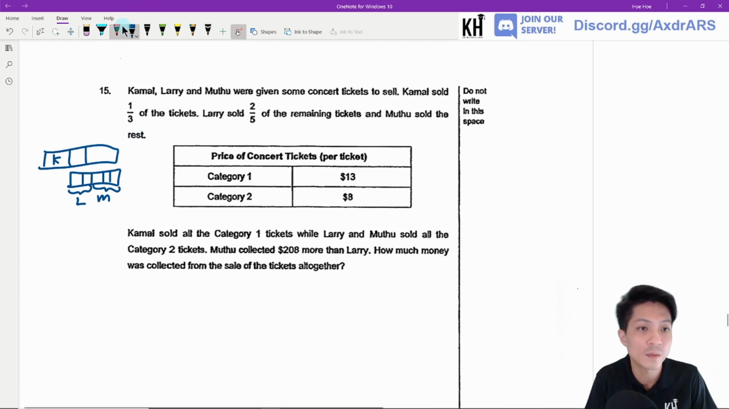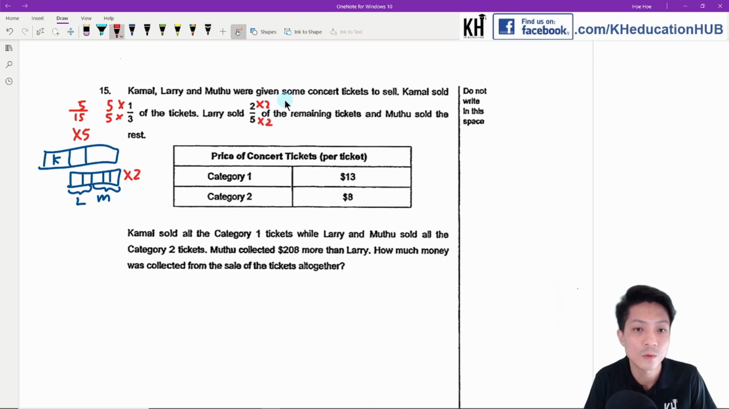So I need to times 5 and times 2 to make them the same. So basically this one times 5 times 5, okay, which will give me 5/15. This one times 2 times 2, which will give me 4/10.